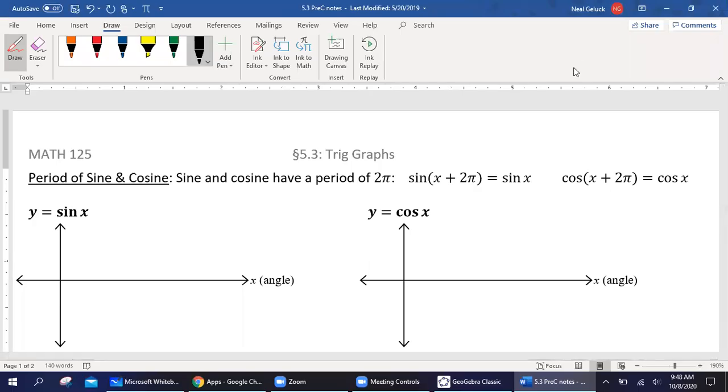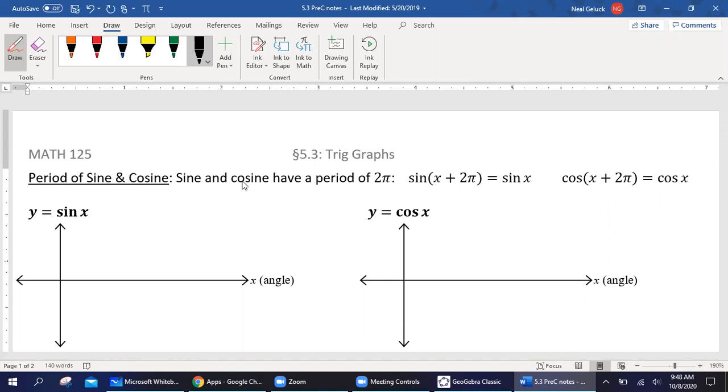Section 5.3 is going to focus on the graphs of sine and cosine. First thing, it's important to know that the graphs of these functions are not the same as the unit circle. The unit circle is just a calculator that we have in our head to calculate some trig values. The actual graphs of them are very different.